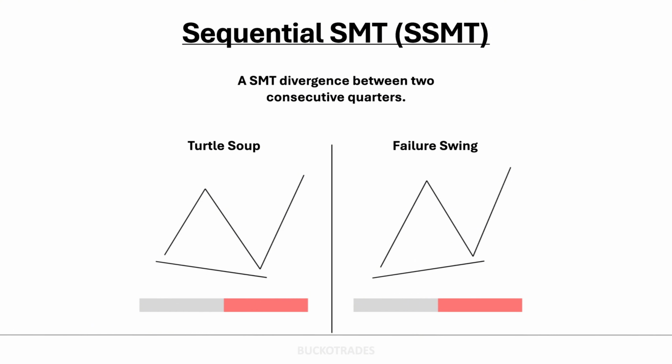So the first step of the model is sequential SMT. This is always going to be the base of pretty much every single quarterly theory model. The sequential SMT is there to give you that directional bias. It's there to tell you when the markets want to reverse. Essentially, all it is is an SMT divergence between two consecutive quarters. So one asset creates a turtle soup, the other asset creates a failure swing. I do have a video about sequential SMT on my channel, so feel free to check that out.